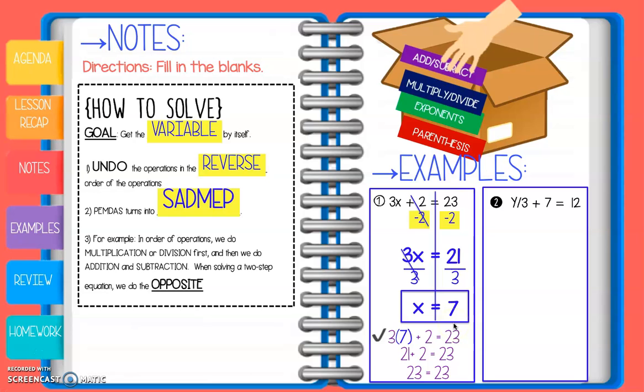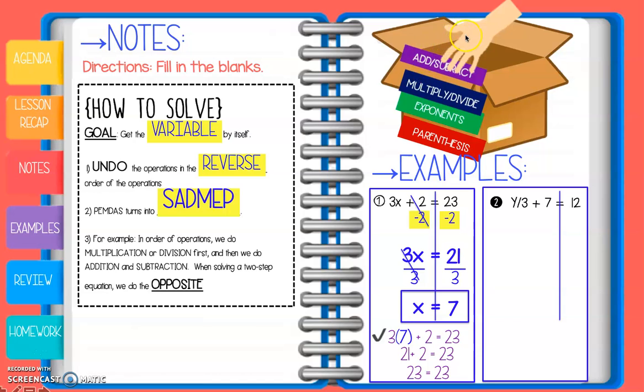Okay, all right, let's take a look at this one. It looks a little bit different. It is y divided by 3 plus 7 equals 12. So the first thing that we're going to do is we're still going to draw our line through the equal sign. And again, we're going to use SADMEP to help us out.